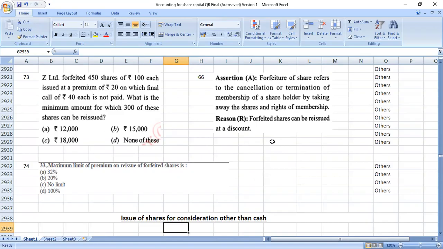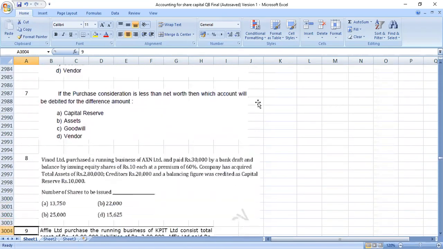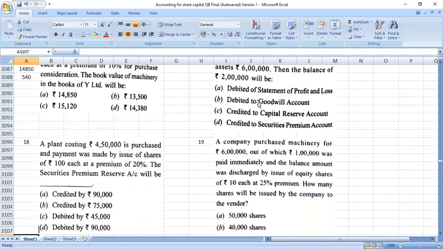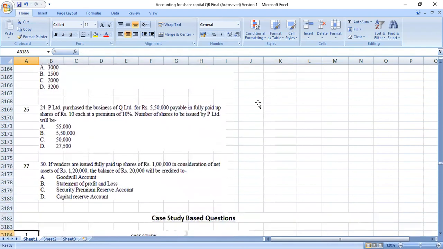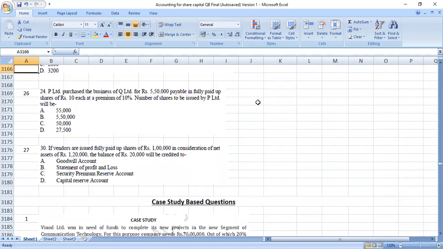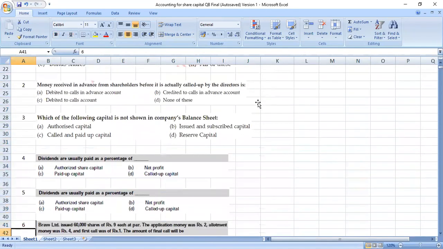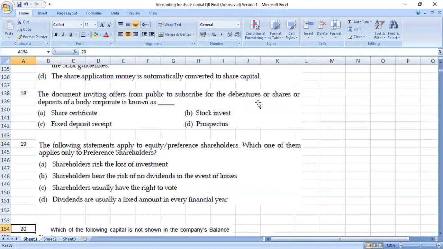were discussing, reissue of forfeited shares. After this, I'll be doing issue of shares for consideration other than cash. How many questions do we have on that? 27 questions, yeah. So we'll do that. After that, case study questions and all we'll look at a little later. I want to finish all the other chapters before we come back to case study.